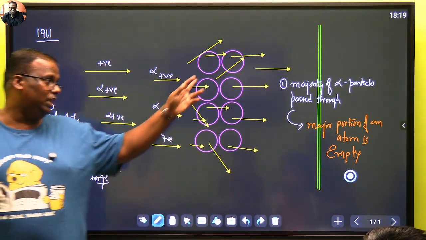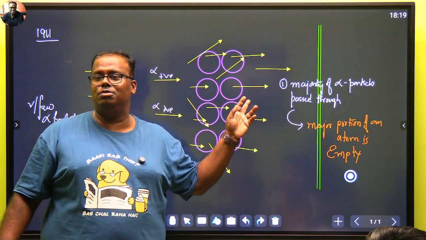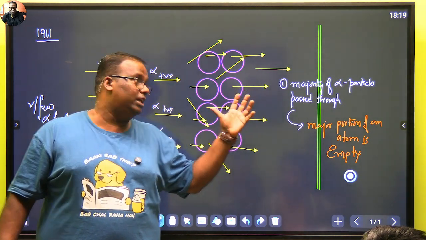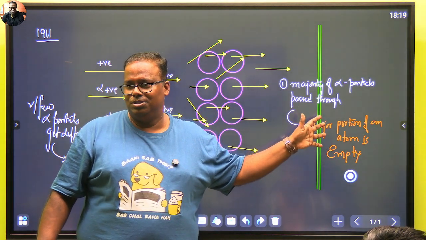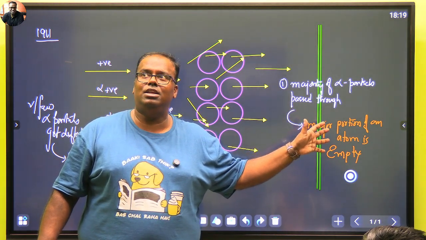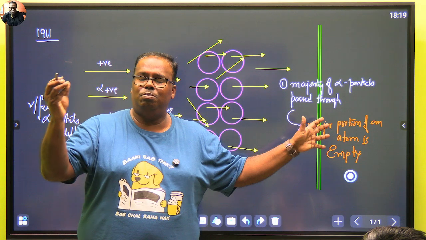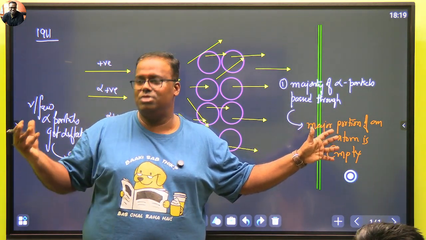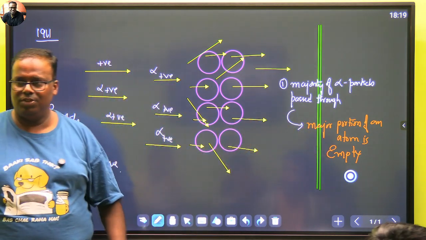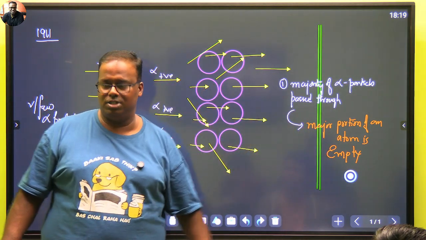You told that the entire atom is what? The entire atom is a positive sphere. If the entire atom was a positive sphere, all the alpha particles would not have passed through. And you said that the electrons are just spread as what? Plums in a pudding. That is not so either. Positive charge is there, but the atom is empty.